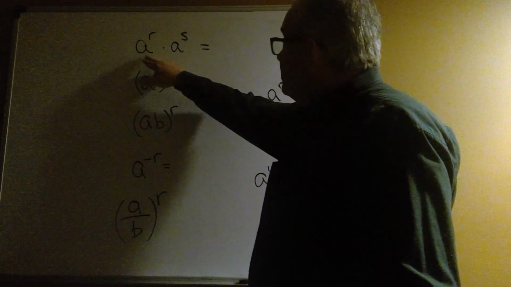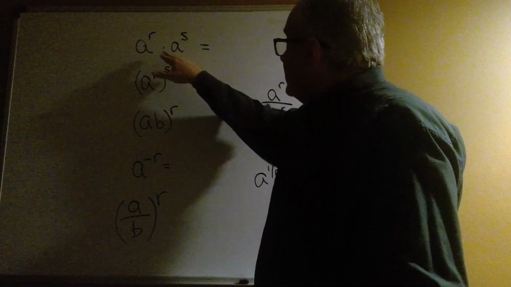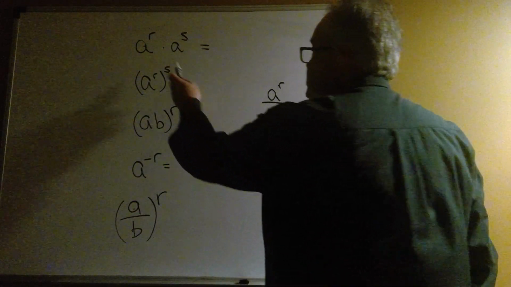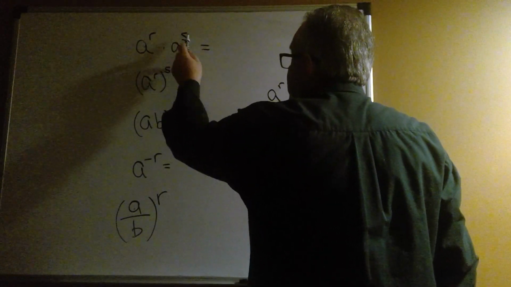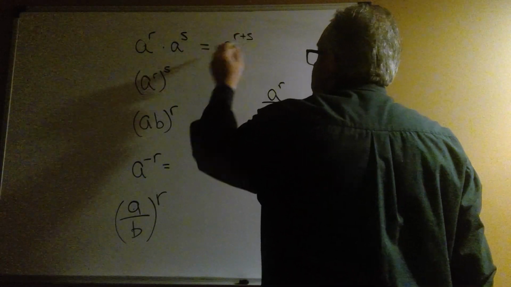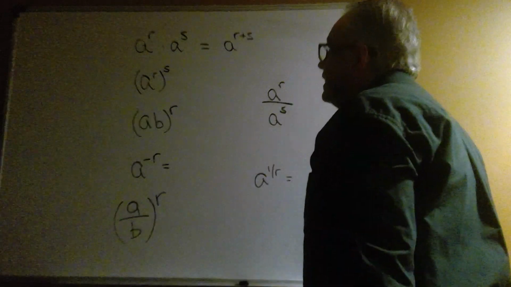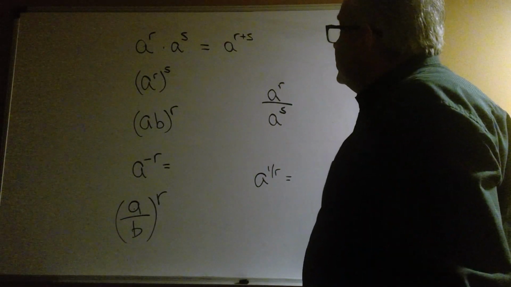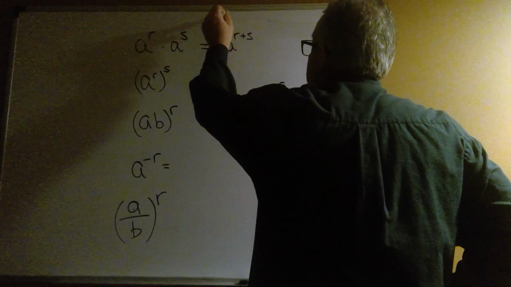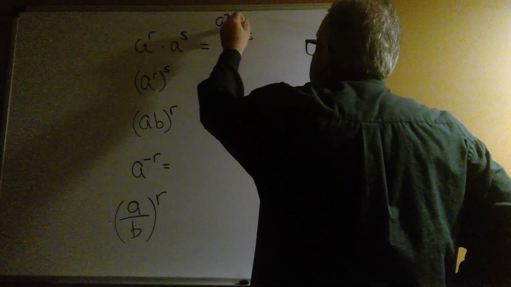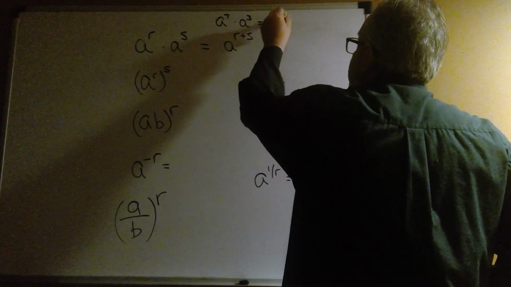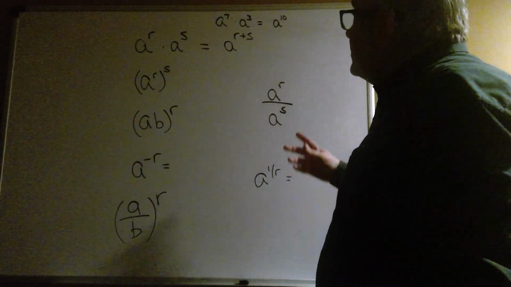And the property when I'm multiplying bases that are the same with exponents that are different. So this is going to be a to the r times a to the s is going to be a to the what? r plus s, where we add the exponents. Okay, so if I had a to the 7th times a to the 3rd, my answer would be a to the 10th. I just add those up.